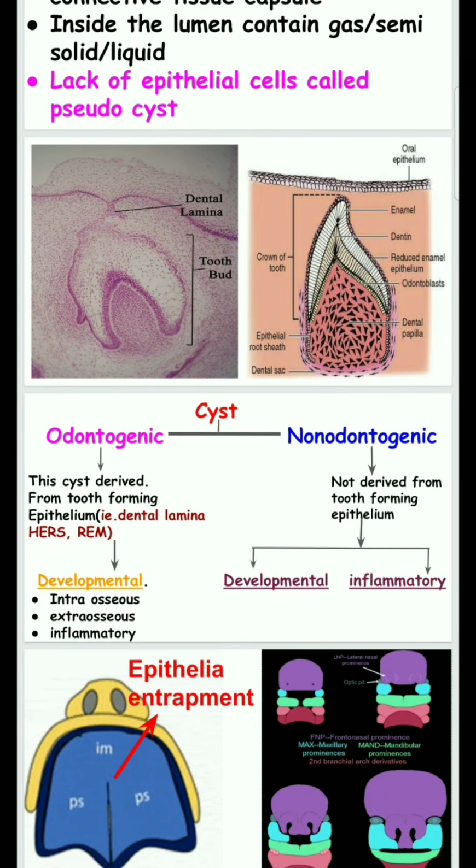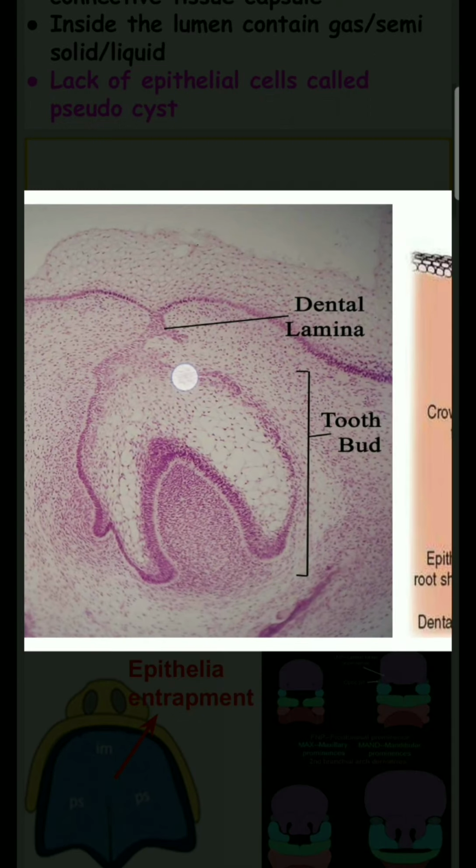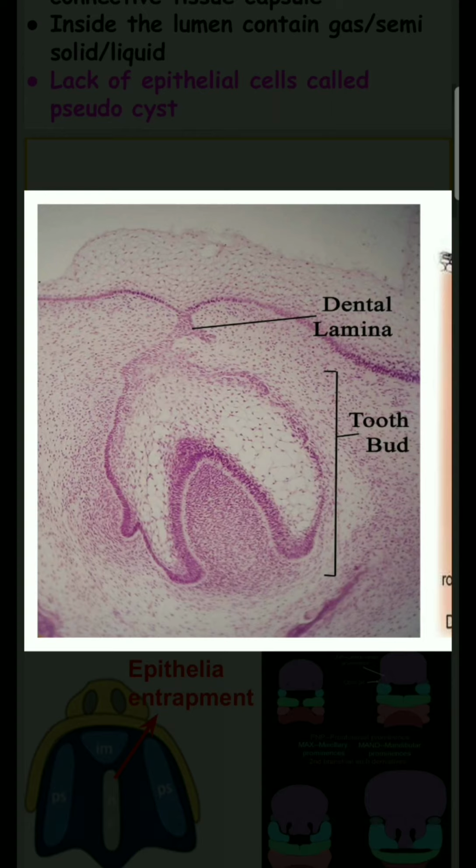Cysts can be classified into two types: one is odontogenic and the other is non-odontogenic. The odontogenic cyst is derived from the remnants of dental forming cells, that is the dental lamina, Hertwig epithelial root sheath, and reduced enamel epithelium. The dental lamina is above the tooth bud. The dental lamina disappears after tooth formation, but in some cases it may persist, and as a result a cyst forms.